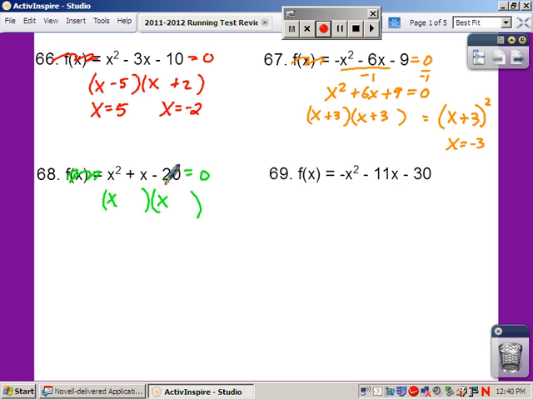Wait a minute. Maybe if one of them is negative 4 and one of them is positive 5, that would be negative 20. And if you add them, you get 1. That's correct. X is 4. X is negative 5.